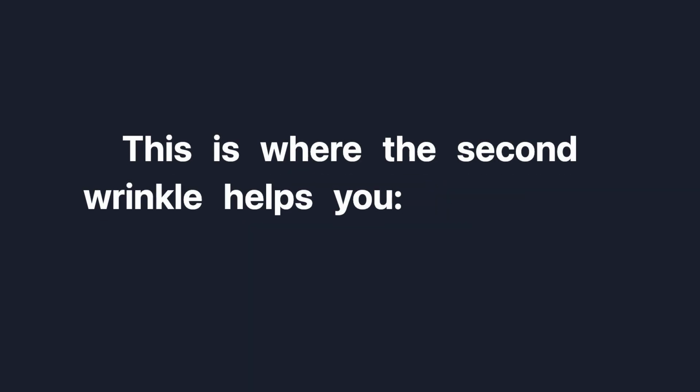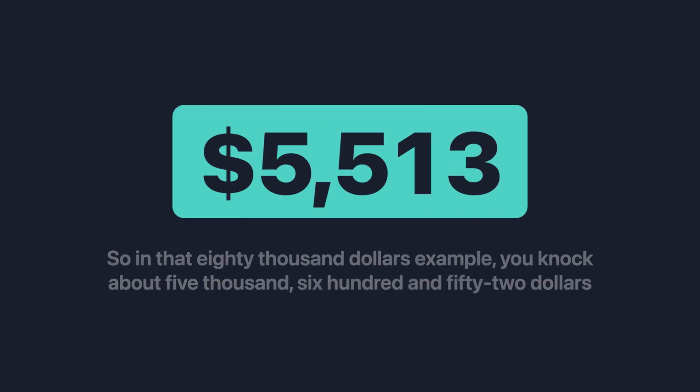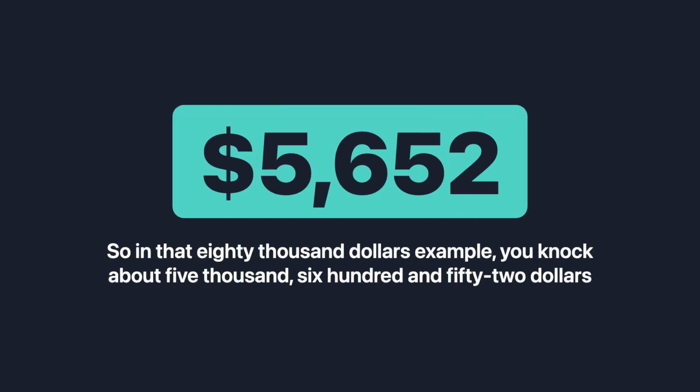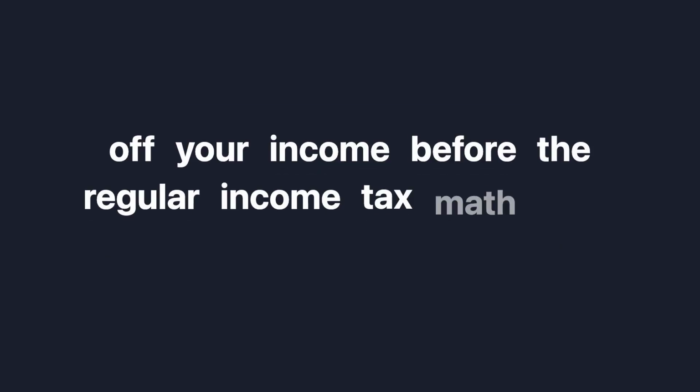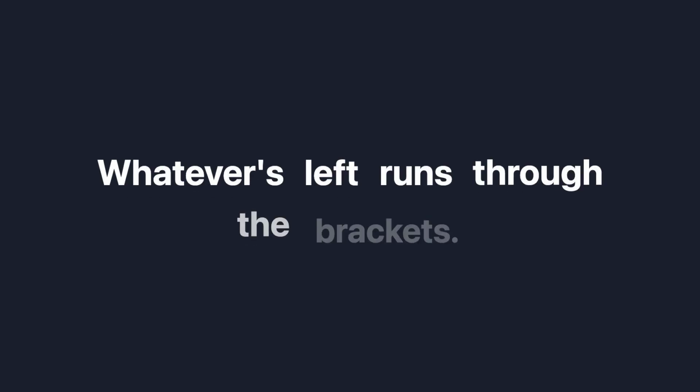Now, income tax. This is where the second wrinkle helps you. 1/2 of your self-employment tax is deductible above the line on Schedule 1. So in that $80,000 example, you knock about $5,652 off your income before the regular income tax math even starts. Then your standard deduction comes off. And if you're using 2025 as your baseline year, that was $15,000 single and $30,000 married filing jointly per Revenue Procedure 2440, with the 2026 versions adjusted upward for inflation. Whatever's left runs through the brackets.